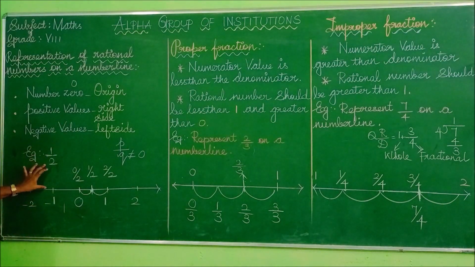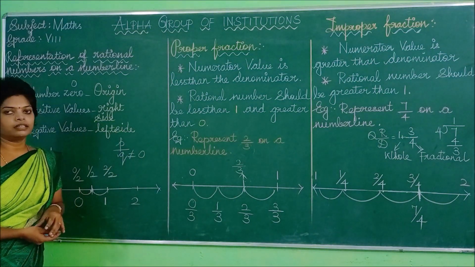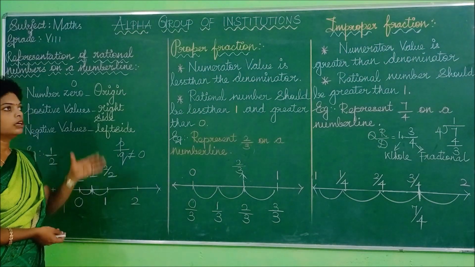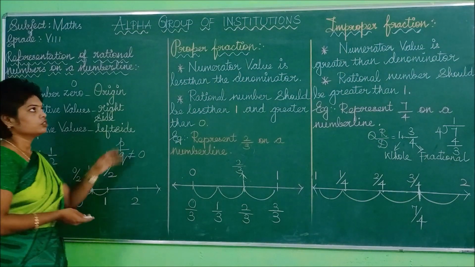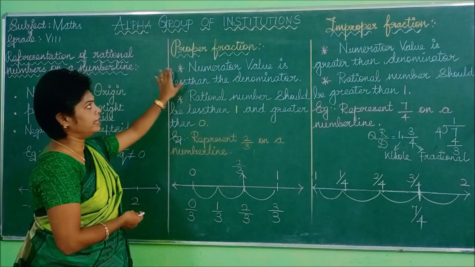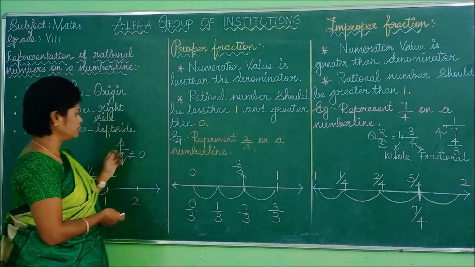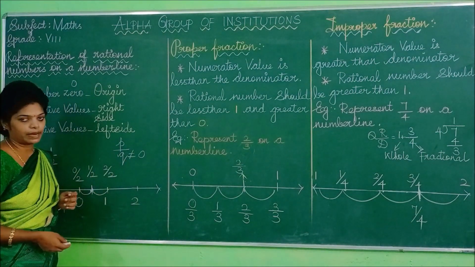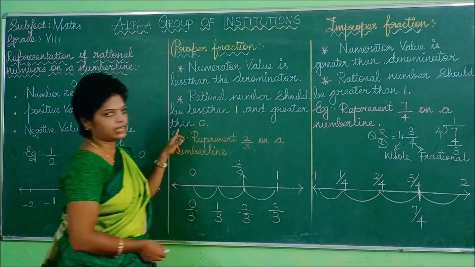For example, I am taking 1 by 2. You have to check whether 1 by 2 is a proper fraction or an improper fraction. If it is a proper fraction, it lies in between 0 and 1. Otherwise, if it is an improper fraction, it is always greater than 1. So check the result: the numerator value is less than the denominator, so we can say it is a proper fraction, and the rational number lies in between. Our rational number is in the form P by Q, which lies between greater than 0 and less than 1.